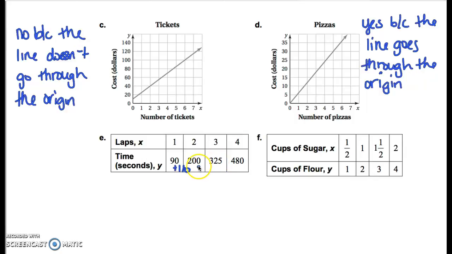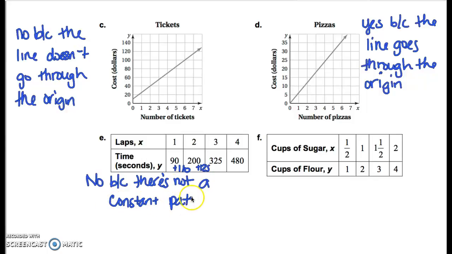From 200 to 325, that's adding 125. So right there, it's not the same pattern going on. So this would not be a proportional relationship because there is not a constant pattern. You always want to look for that constant pattern. If we were to graph this, it wouldn't even be a straight line. It would kind of curve up.